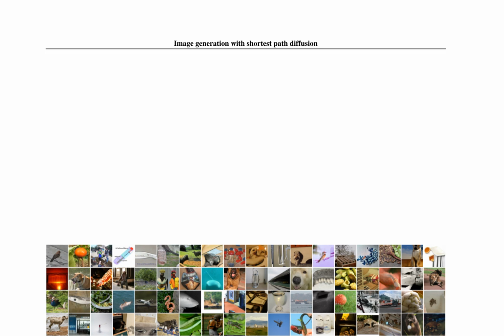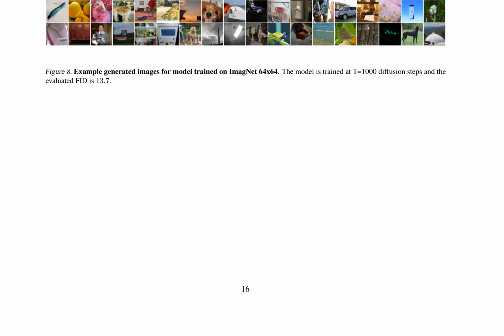The application of shortest path diffusion for image generation is discussed, showcasing an example of generated images using a model trained on ImageNet 64 by 64. The model was trained with 1,000 diffusion steps, achieving an FID score of 13.7, indicating a high-quality image generation capability. This approach efficiently generates images by finding the shortest path to the target image in the data distribution, with significant implications for applications requiring high-quality images, such as computer vision and graphics.